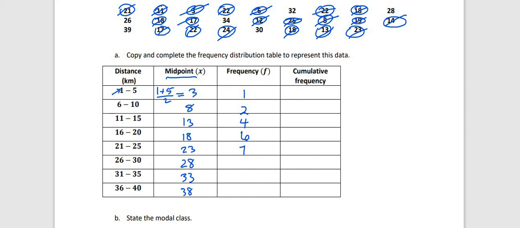What about 26 to 30? 1, 2, 3. Yeah, 3. What about 31 to 35? 1, 2. What about 36 to 40? 1. Yeah, 1. All right, but when we add them up, how much should we get?